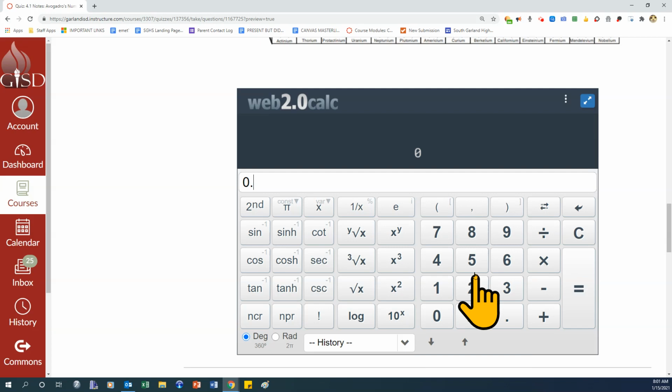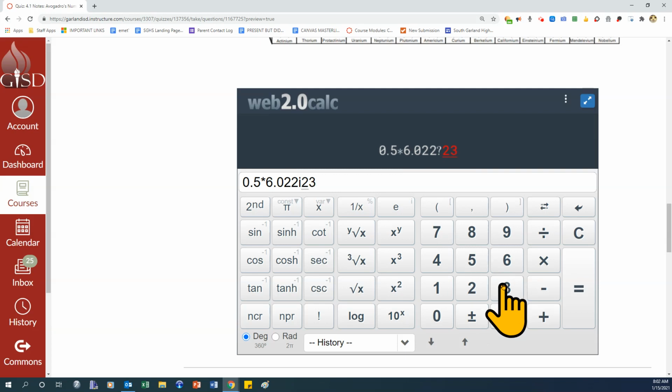0.5 times 6.022. And that was times 10 to the 23rd. So how do you put in the times 10 to the 23rd? You just press E. See that little button that says E? You click on that, and that is your times 10. So I click on it. And then you just put in the exponent. So this is 23.